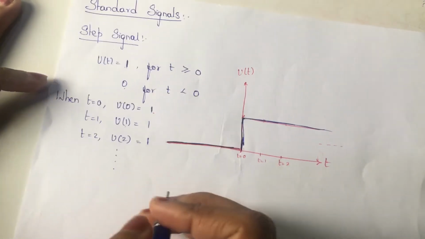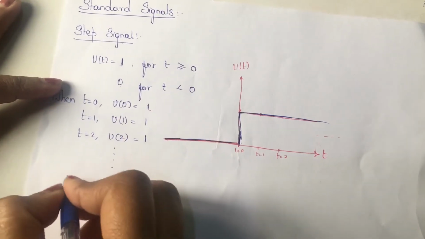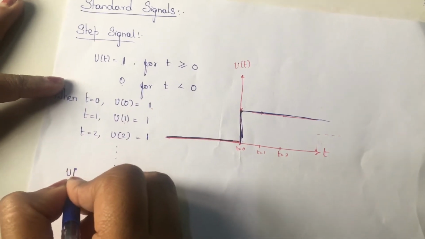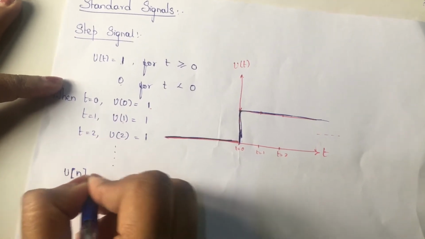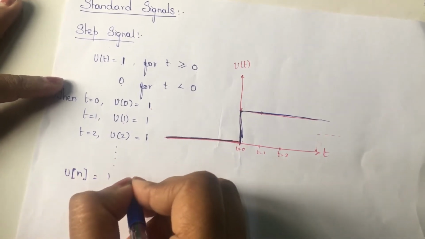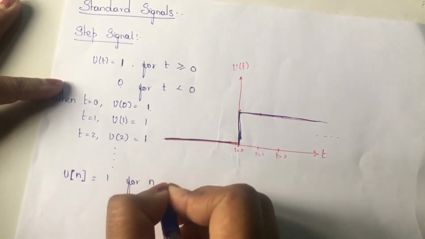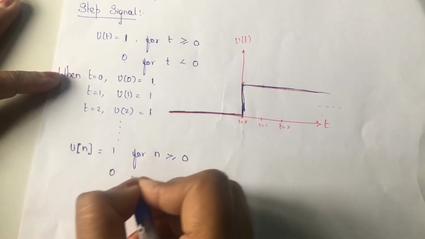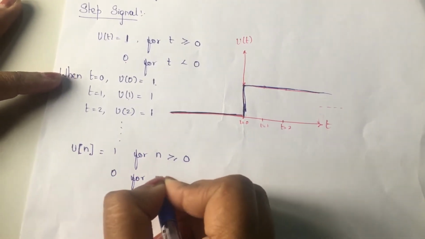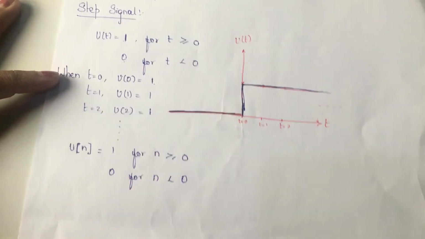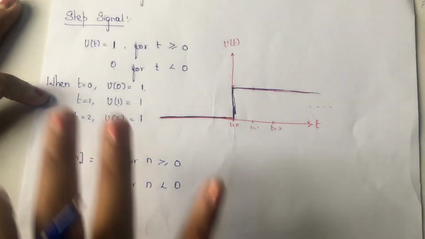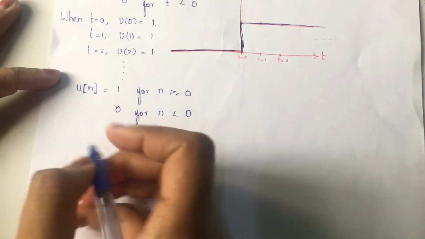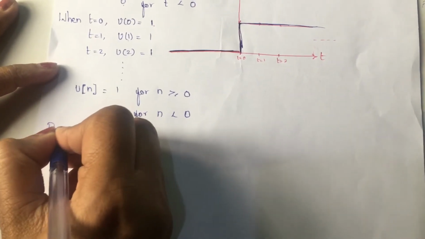When it comes to DT type, instead of this t, we need to represent it as n, that is u of n is equal to 1 for n greater than or equal to 0, and u of n is equal to 0 for n less than 0. Okay, that's all about the step signal. We'll be moving to another signal, that is the ramp signal.